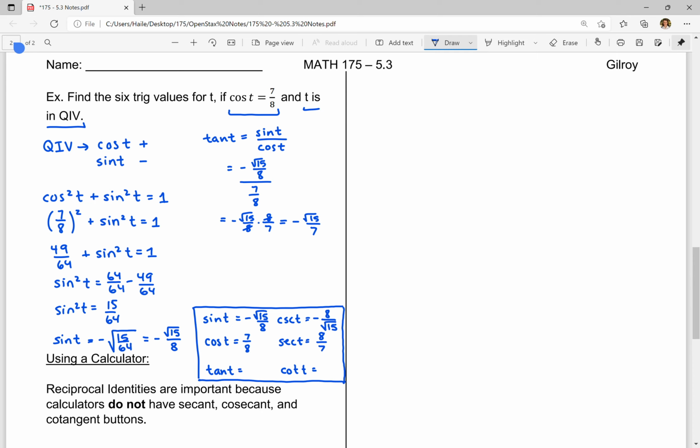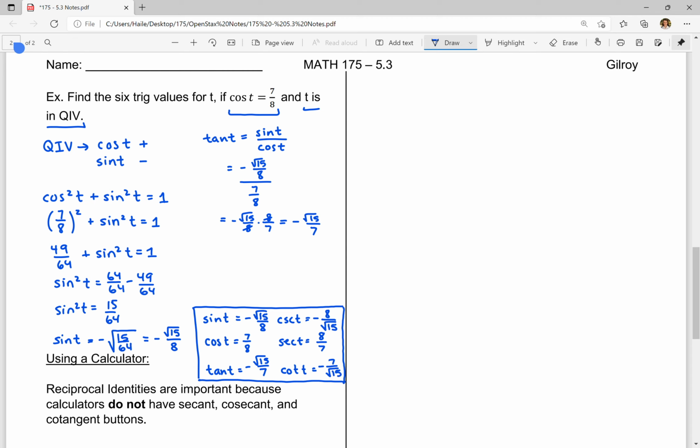So I can go ahead and write that in the box. Tangent of t is negative square root of 15 divided by 7. And then I can jump to cotangent of t because it's the reciprocal of tangent. So cotangent of t is negative 7 over the square root of 15.